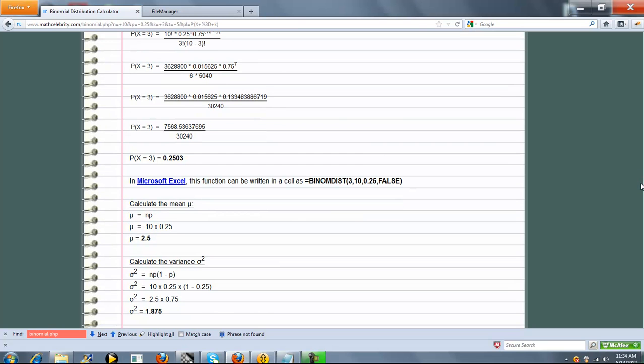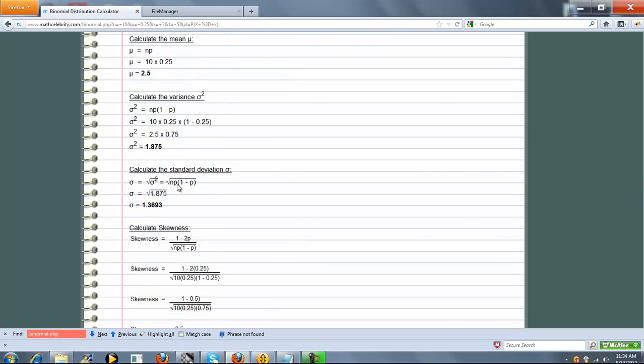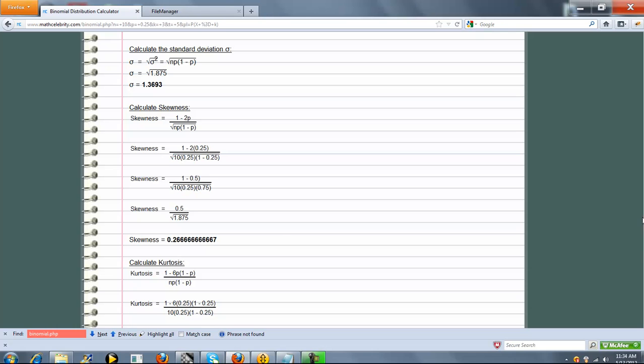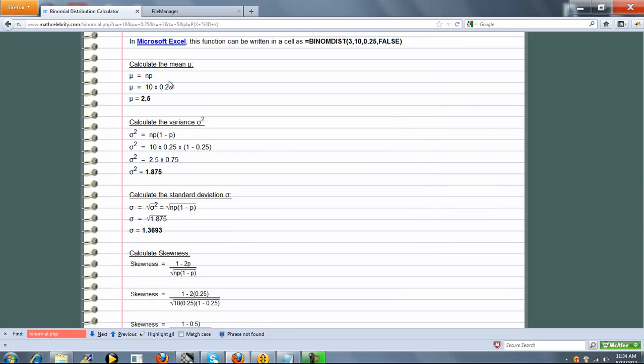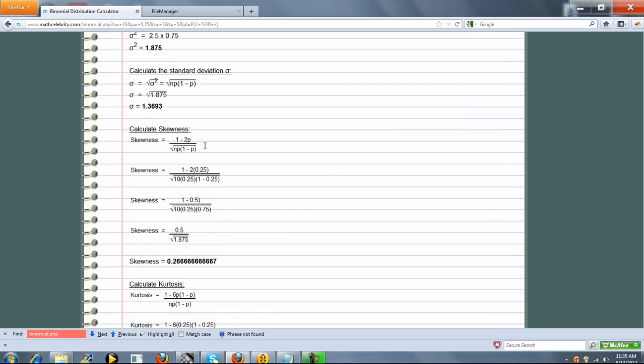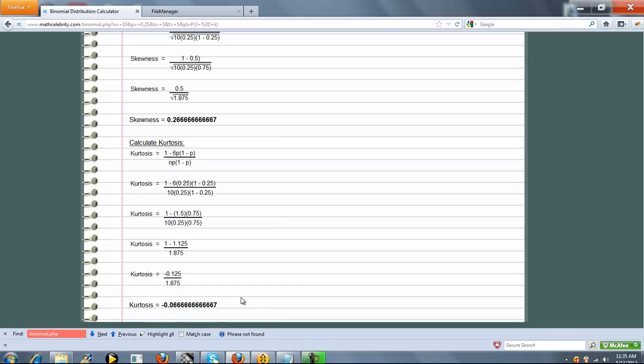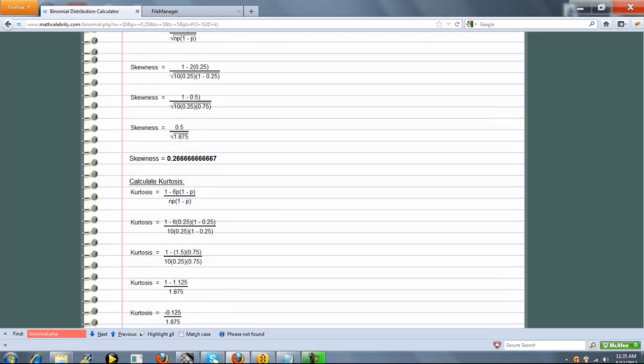Now, for all the buttons, we also show the mean, the variance, and the standard deviation, as well as the skewness and kurtosis of this particular binomial distribution. So the mean is just NP, variance is just NP times 1 minus P, standard deviation, as always, is just the square root of variance. The skewness is this formula here, and finally kurtosis, this formula here. So that's x equal to k.